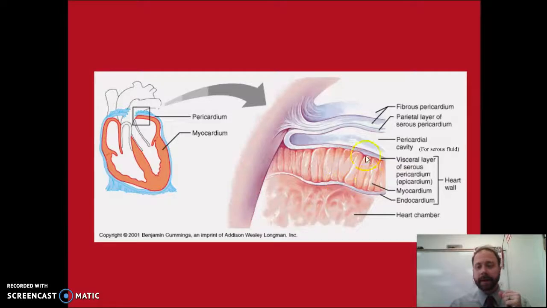So let's look back here. Here is that doubling, folding back over that we see. There's that fibrous pericardium again. But there's the parietal layer and that serous pericardium. And that pericardial cavity here, right? This is where that fluid is going to be, right in here.